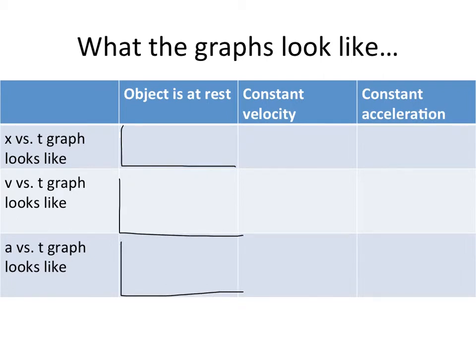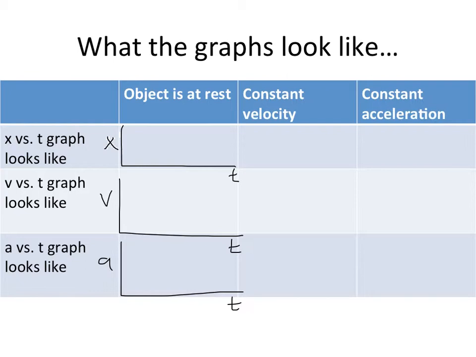So this is position versus time. Instead of the delta, I'm just going to write the x. But you know that means change in position over time. Position versus time. Velocity versus time. Acceleration versus time. Right here. We're going to do the same thing in these other boxes as well, but we're going to start here.